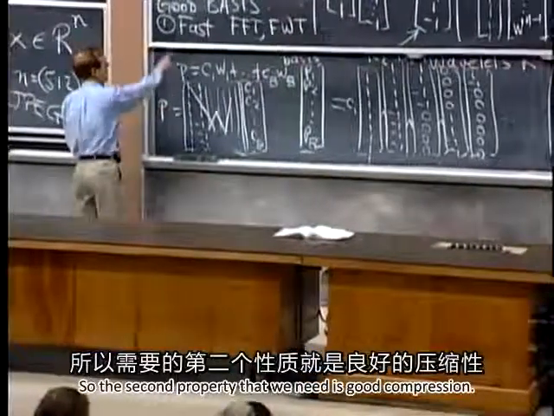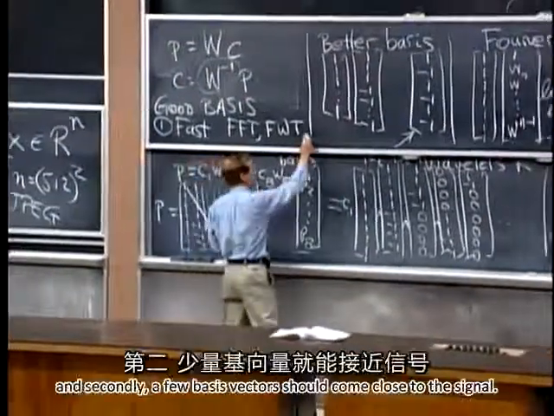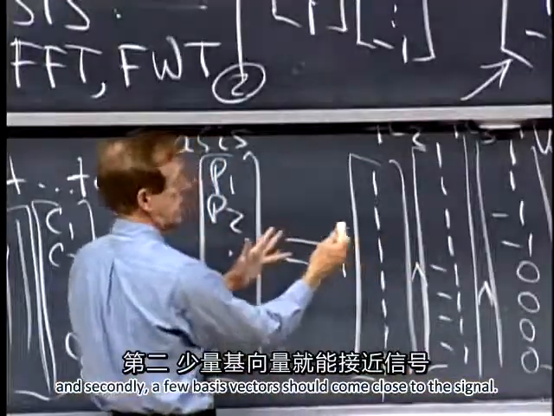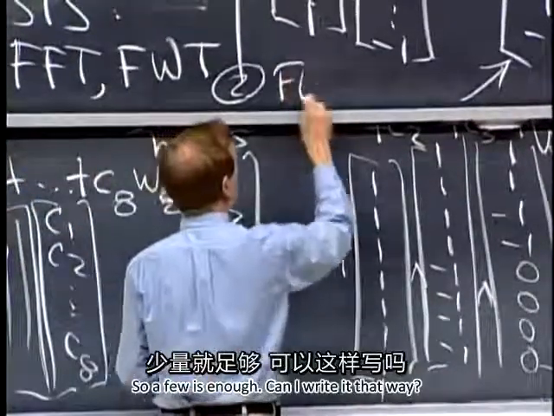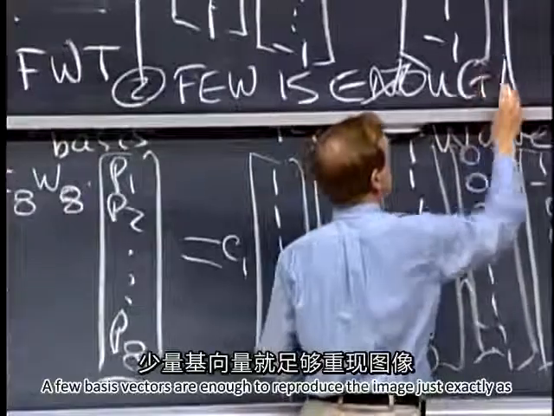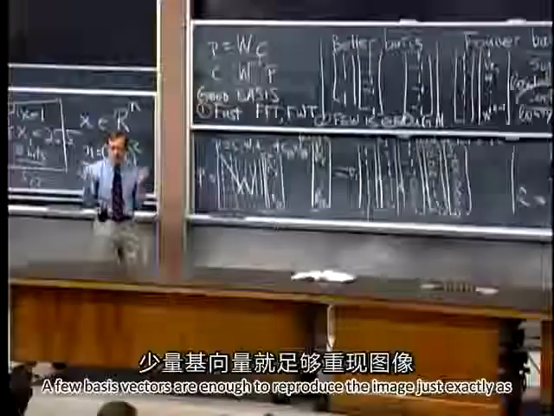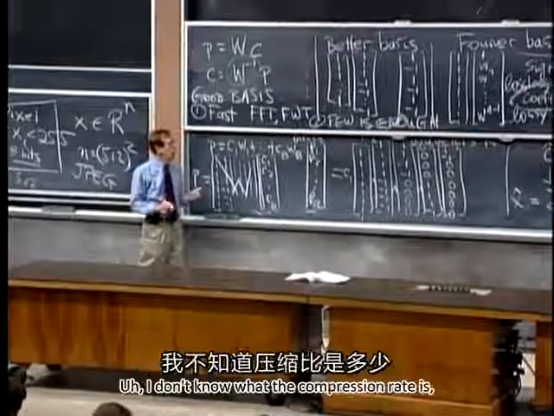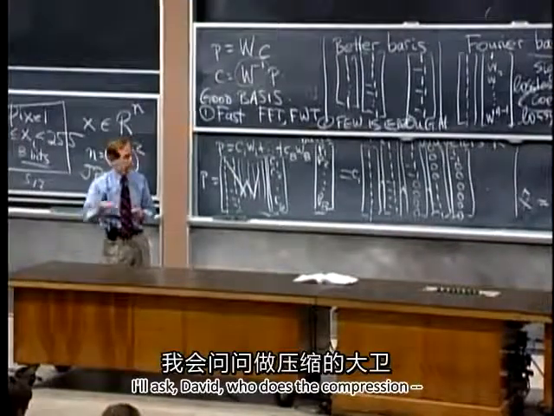So the second property that we need is good compression. So first, it has to be fast, and secondly, a few basis vectors should come close to the signal. So a few is enough. Can I write it that way? A few basis vectors are enough to reproduce the image just exactly as on the video of these 1806 lectures. I don't know what the compression rate is. I'll ask David, who does the compression.